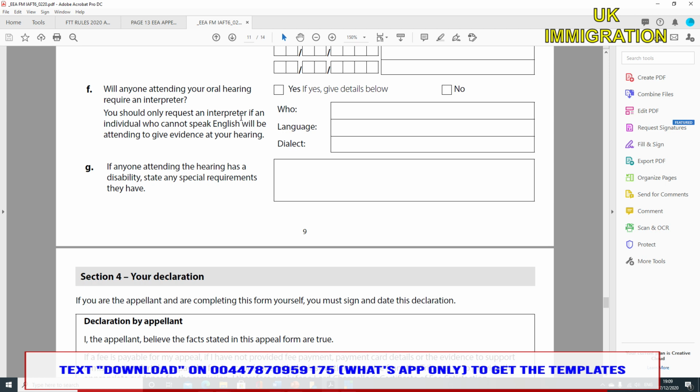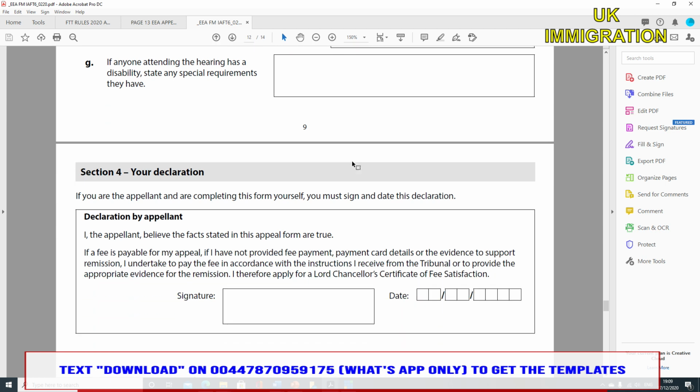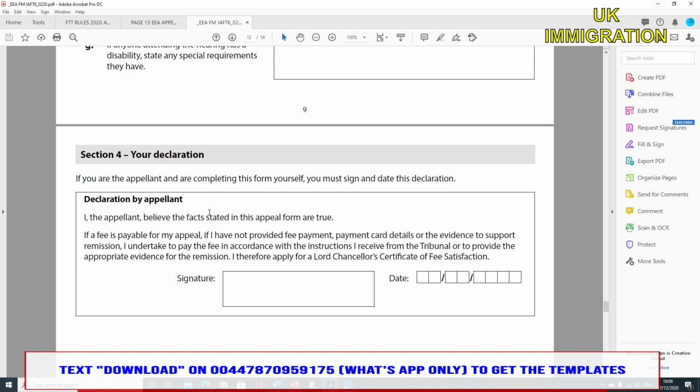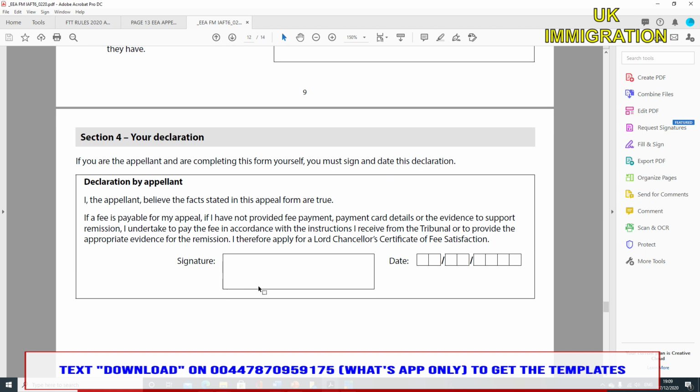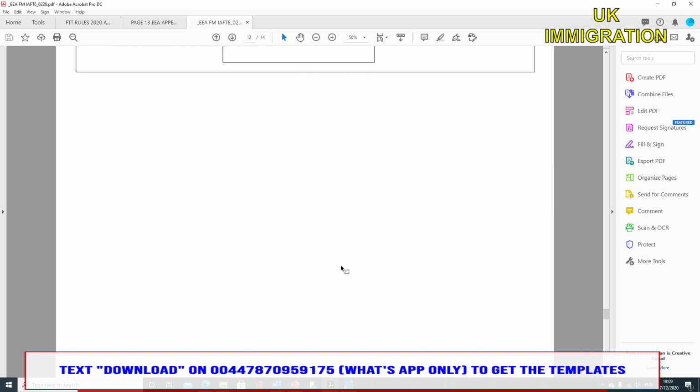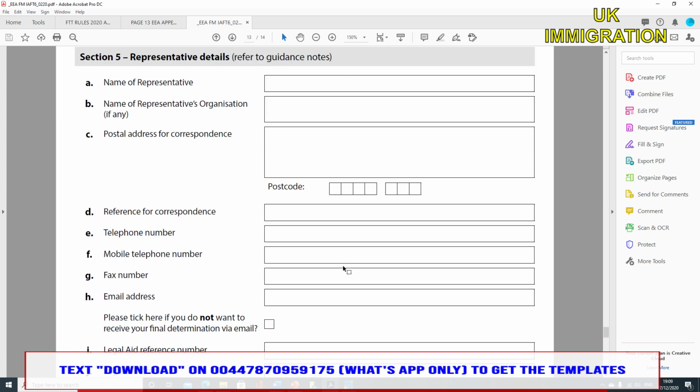Will they require any interpreter? So if your sponsor cannot speak English language, then you will say yes, whatever language they need interpreter, you need to mention in the box. So next is going to be your section 4, your declaration. So if you are filing this appeal by yourself, you have to sign this sheet on page number 10 and put your date. Okay, so this is the sheet for representative.